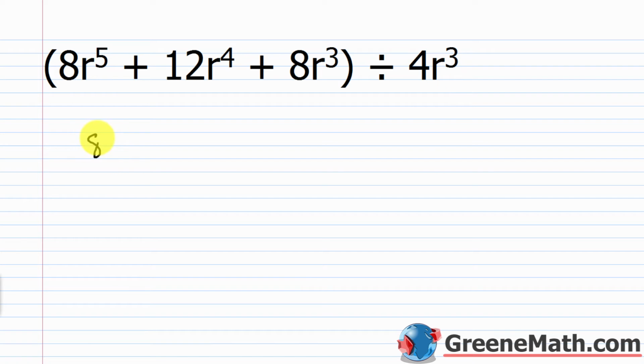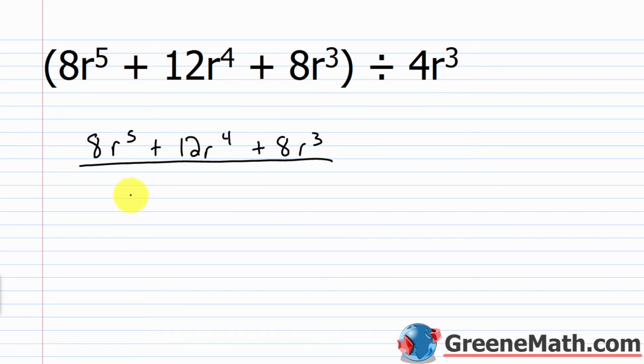So I'm going to write this as 8r to the 5th power plus 12r to the 4th power plus 8r cubed. That's the numerator, right? That's the dividend. So then this is divided by 4r cubed. And then I'm just going to split this up, right? This is just a common denominator.